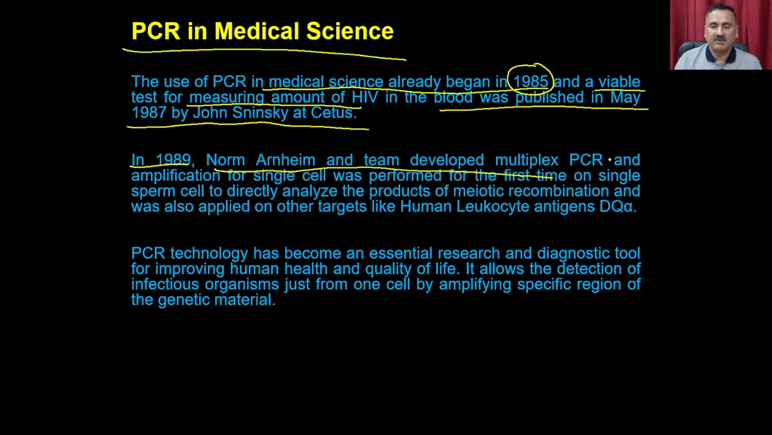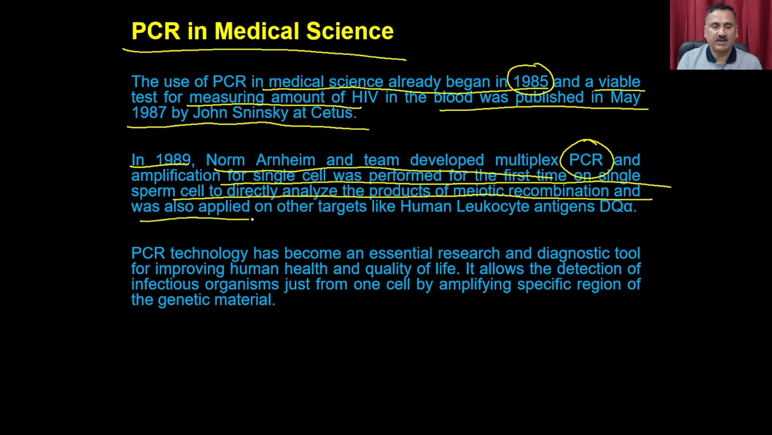the team developed multiplex PCR, and amplification of a single cell was performed for the first time on a single sperm cell to directly analyze the product of meiotic recombination, and was also applied on other target cells like the human leukocyte antigen DQ alpha.